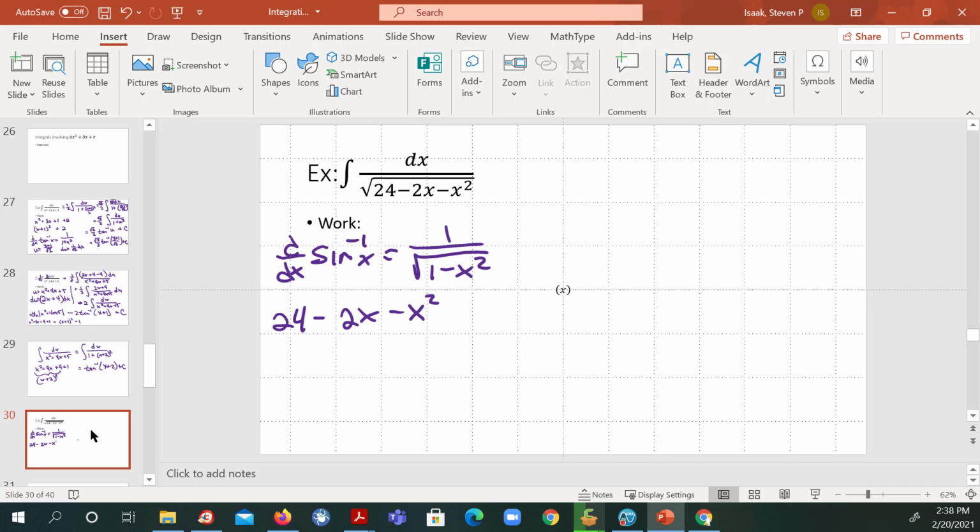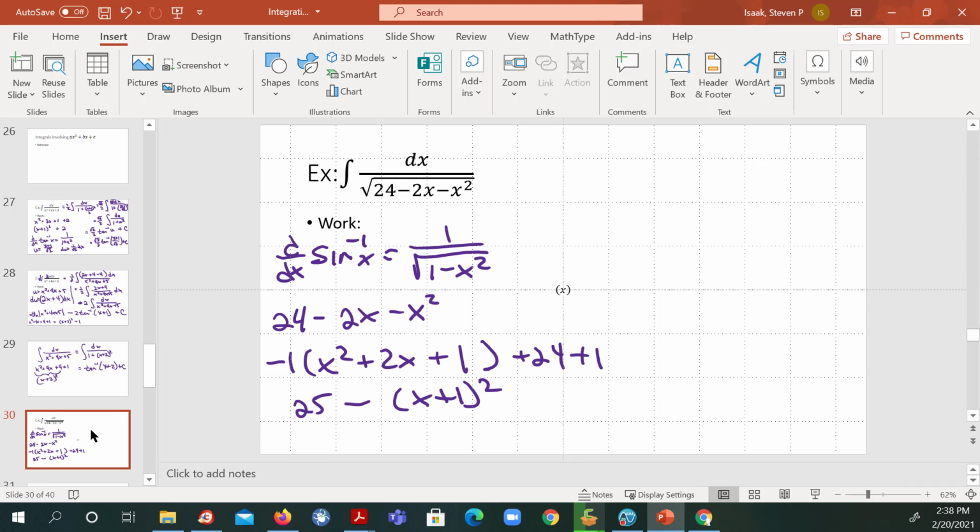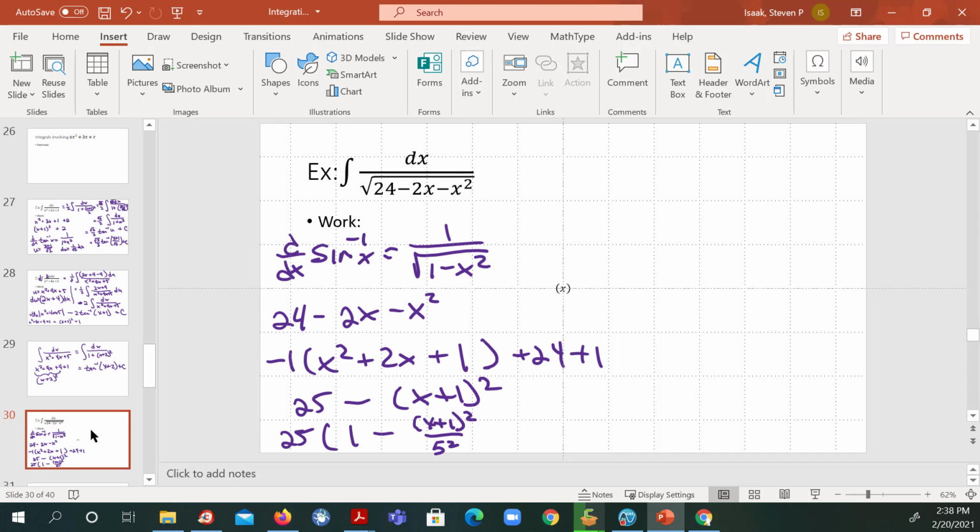Well, here's what I'm going to do with it. I'm going to factor a minus 1 out, and that's x squared plus 2x. What are we going to add there? Half of 2 is 1, so I'm going to add 1, but I really subtracted 1, so I add 1 there. So this is 25 minus x plus 1 squared. That looks pretty good. I'm going to factor out a 25. So this is 25 times 1 minus x plus 1 squared over 25, which is 5 squared.